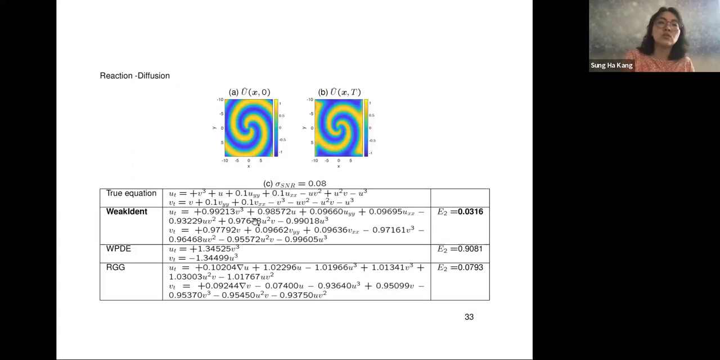We can do this for reaction diffusion, which is a system of equations with a double derivative and nonlinear terms. And then this is the recovery. It looks very messy.